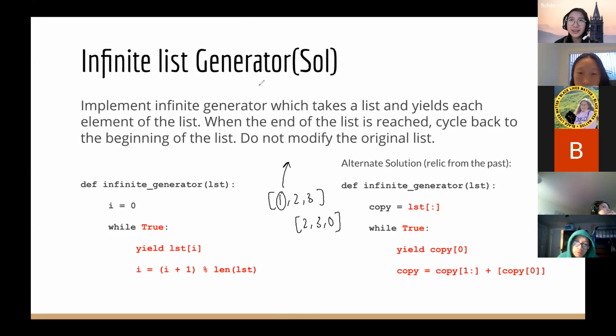So that works too. And it looks like from the chat, there's probably some way to do it with yield from. If anyone wants to post their solution in the chat, that might be helpful for people. Cool. Any questions on this one?